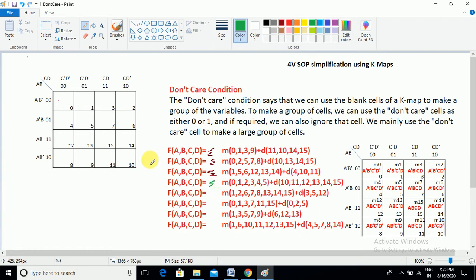Fourth problem: minterms 0, 1, 3, 4, 5. The don't care cells are 10, 11, 12, 13, 14, 15.